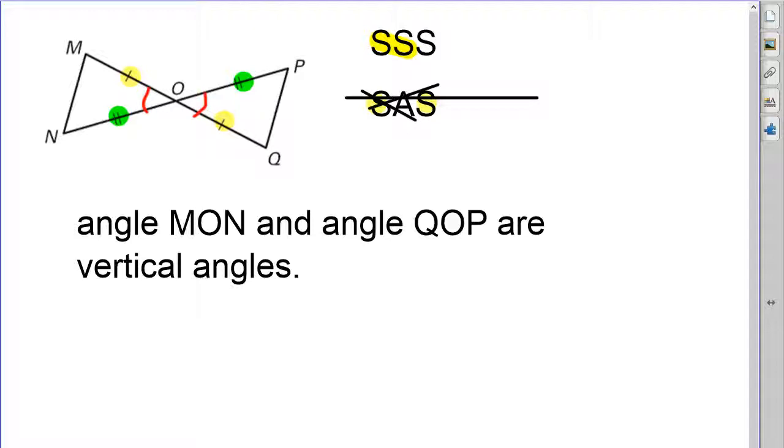Marking that out. We have sides. I'm sorry, wrong one. We don't have side, side, side. We have side, angle, side, because our pair of angles, that doesn't work, does it? Our pair of angles that are congruent are angles MON and QOP.